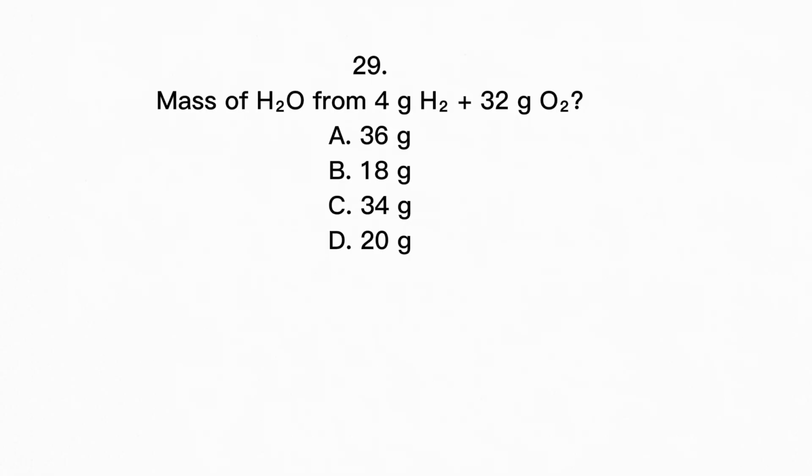Question 29. The mass of water from 4 grams of hydrogen gas plus 32 grams of oxygen gas is A. 36 grams, B. 18 grams, C. 34 grams, D. 20 grams. What is the answer to this question? Let's look at this definition.